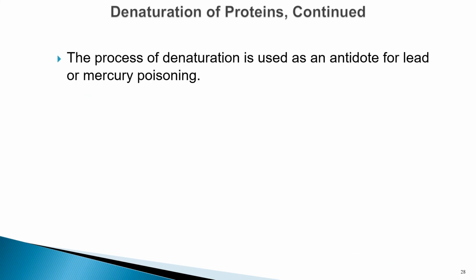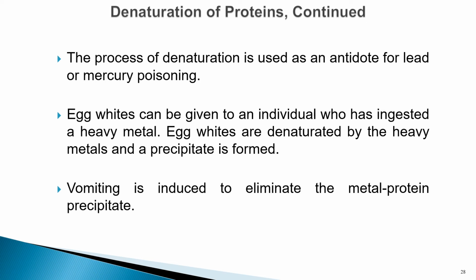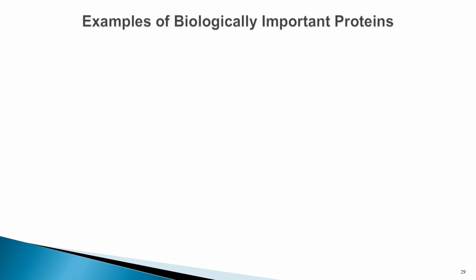The process of denaturation is used as an antidote for lead or mercury poisoning. Egg whites can be given to an individual who has ingested a heavy metal. Egg whites are denatured by the heavy metal and a precipitate is formed. Vomiting is induced to eliminate the metal protein precipitate.